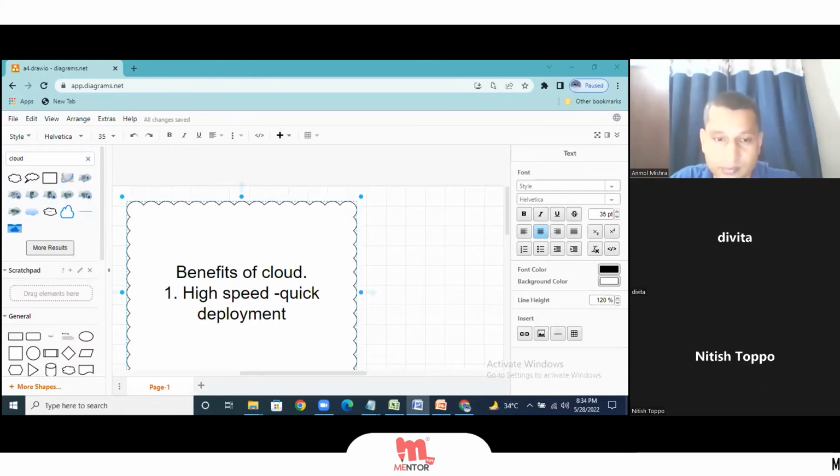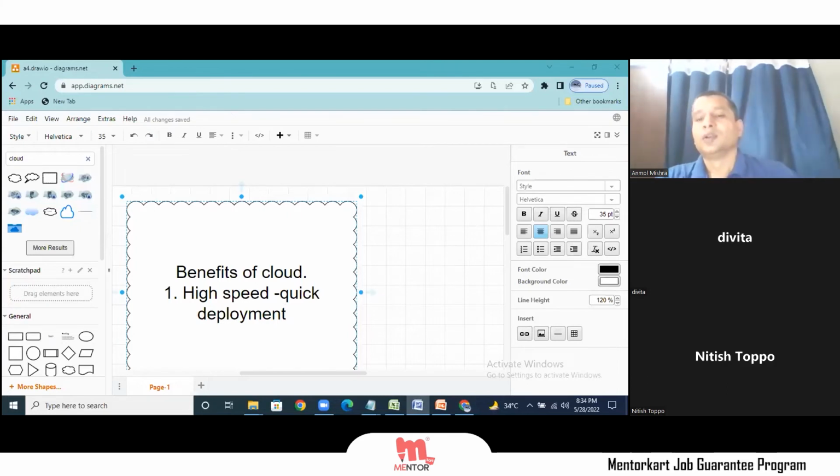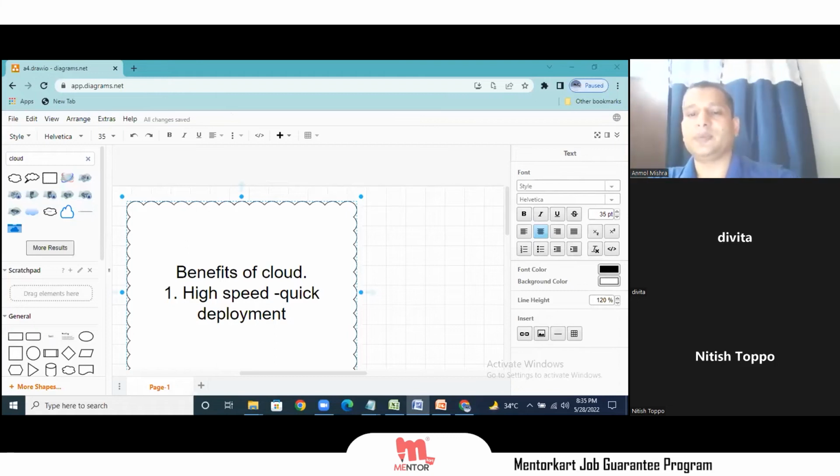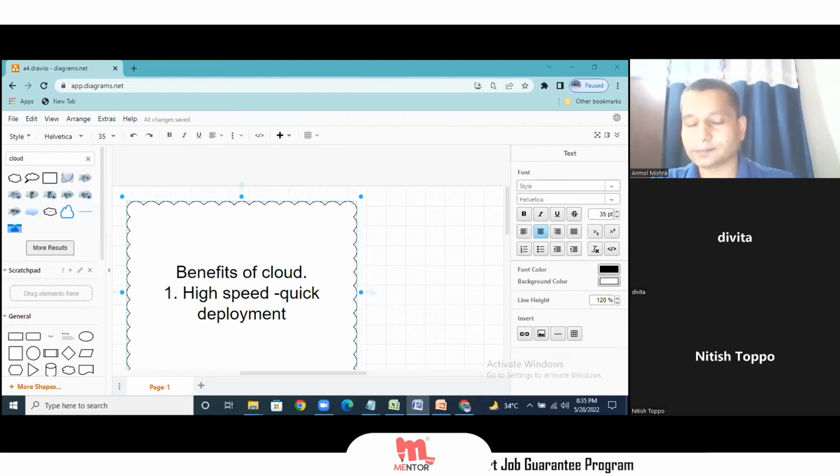Explain again. Anyone try to explain this thing? High speed quick deployment. Your side, anyone try to explain the things? High speed quick deployment. Yes. What is the meaning of high speed?